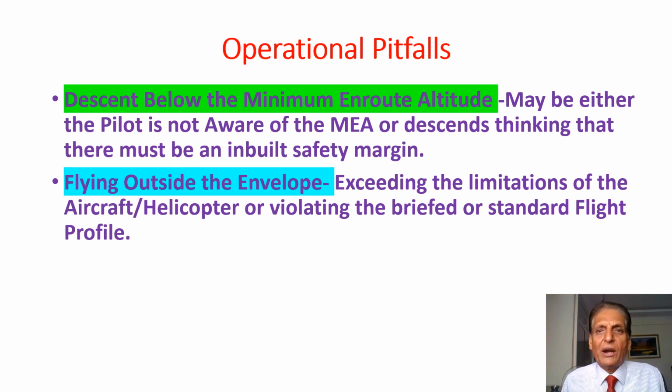Descent below the minimum en route altitude. Maybe either the pilot is not aware of the minimum en route altitude or descends thinking that there must be an inbuilt safety margin. Flying outside the envelope, exceeding the limitation of the aircraft or helicopter, or violating the brief or standard flight profile. This can lead to serious compromise on safety.